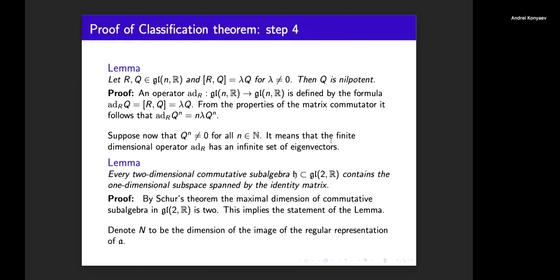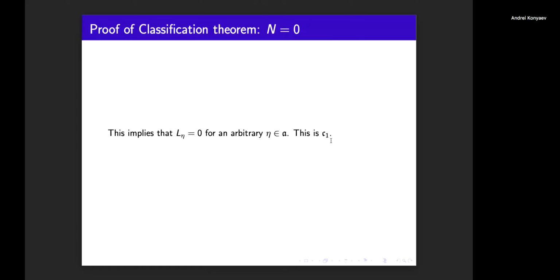Okay, we start with the most degenerate cases because they seem to be simpler. So we start with the most degenerate case, like n equals 0. In this case, the left action identically vanishes. It means that we have a 0 operator field, which means that the algebra is C1. Okay, this is identically 0. It means that all the multiplication is trivial.